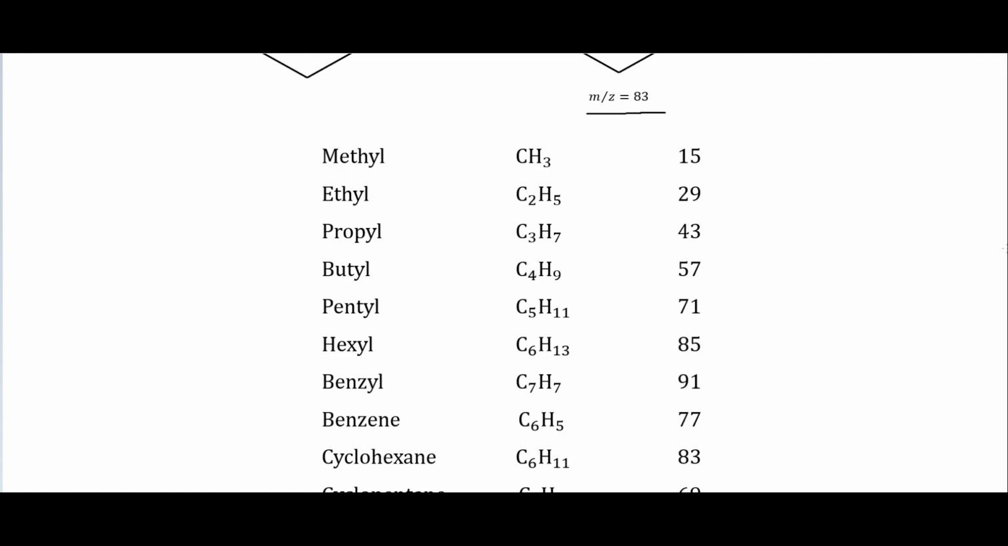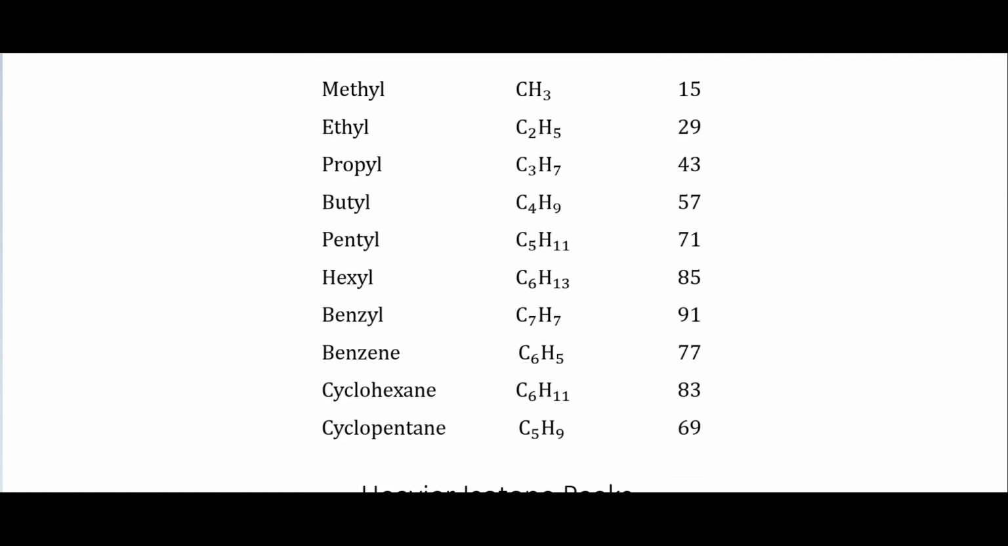So this is just a list of the common alkyl fragments that we will see. Our methyl, which will have a peak at 15, ethyl at 29, 43, 57, 71, 85. Those are all very common ones to see when we have these linear backbones. Then our benzyl, which can turn into that tropylium, which was the 91. Then just the benzene is 77, cyclohexane 83, and cyclopentane 69. So these are common alkyl fragments that you will see in your mass spectra.